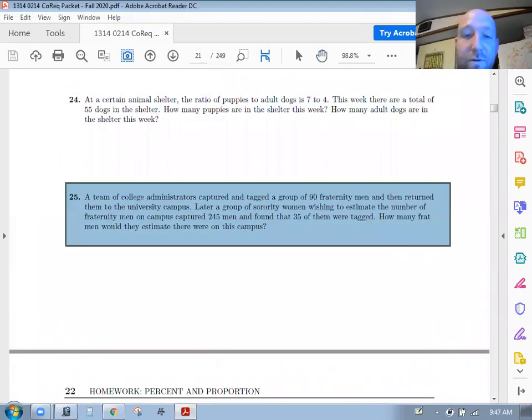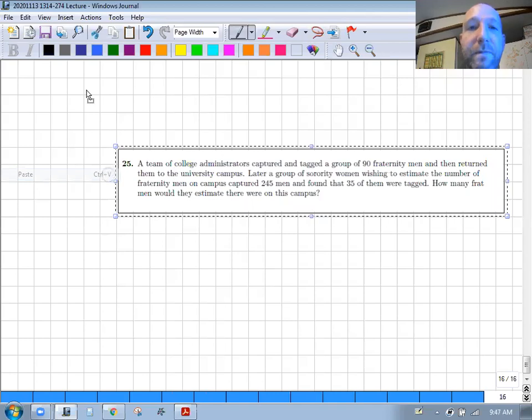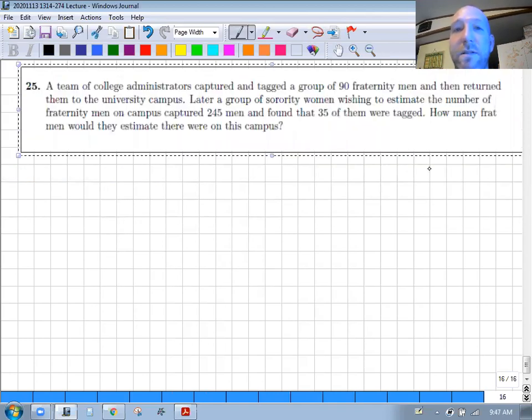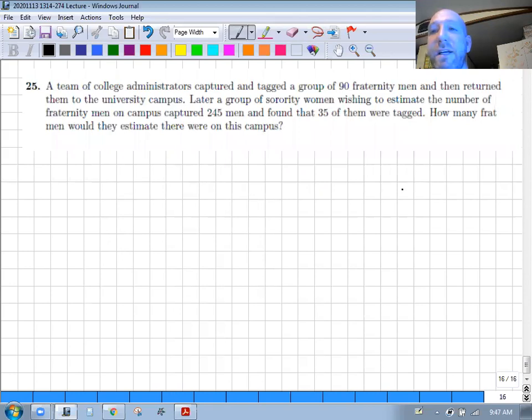Let's do one more here. A team of college administrators captured and tagged a group of 90 fraternity men and then returned them to the university campus. This sounds fun. All right. Later, a group of sorority women, wishing to estimate the number of fraternity men on campus, captured 245 men and found that 35 of them were tagged. How many frat men would they estimate there were on this campus?